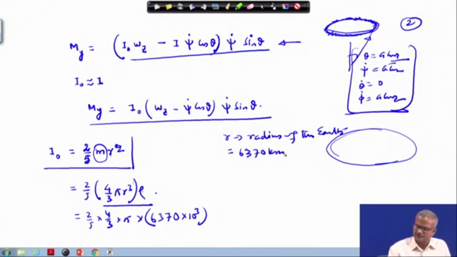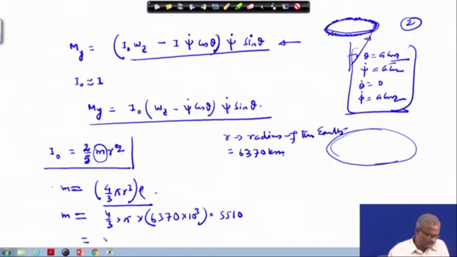So, this value is 6370 kilometers. We are converting this into meters here, and the density is given to you, which is 5510 kg per meter cubic. So, from here we first calculate the mass. We will remove this portion and calculate the mass here. Let us calculate the mass first and thereafter we will calculate inertia.